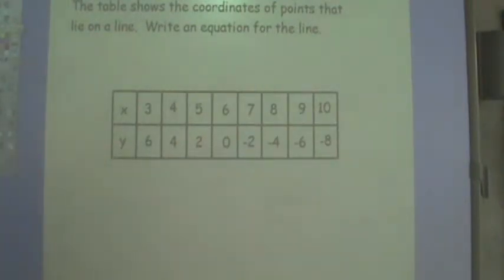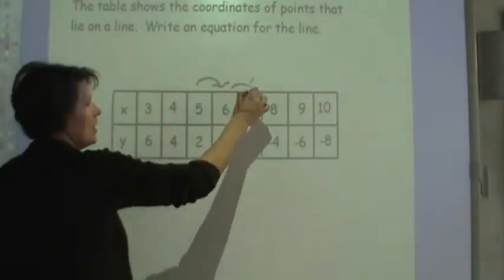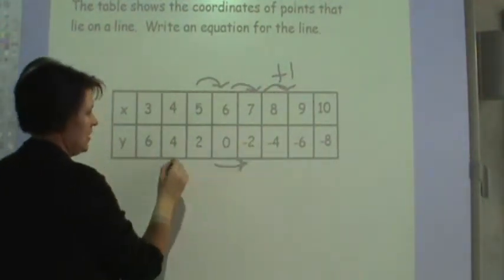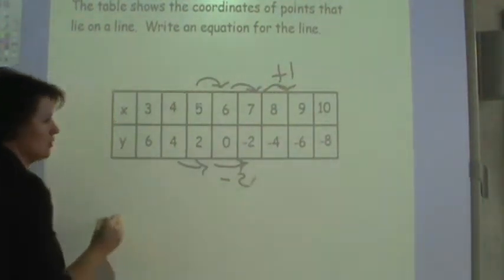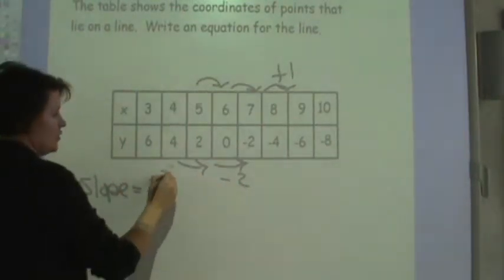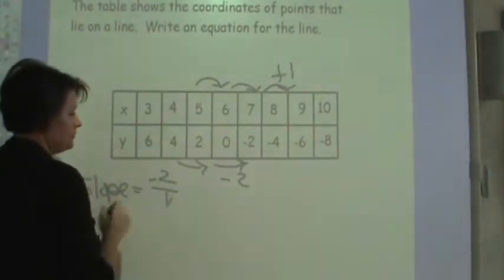Here's another one. So if I add 1, that's going to get me my change here. And from here to here, this is all minus 2. So my slope would be -2 over 1.